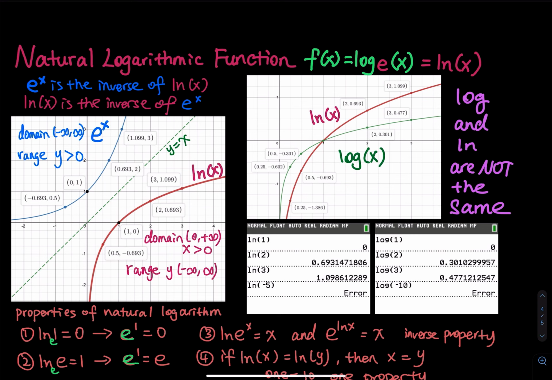Before we start, ln of x has a graph. The inverse function of ln is the exponential function e to the x, and e to the x is the inverse of ln. ln is the inverse of e to the x. Basically, they are the inverse function of each other. We are going to talk about the domain next.